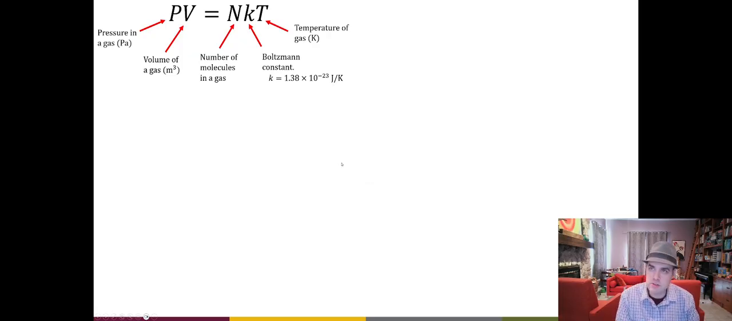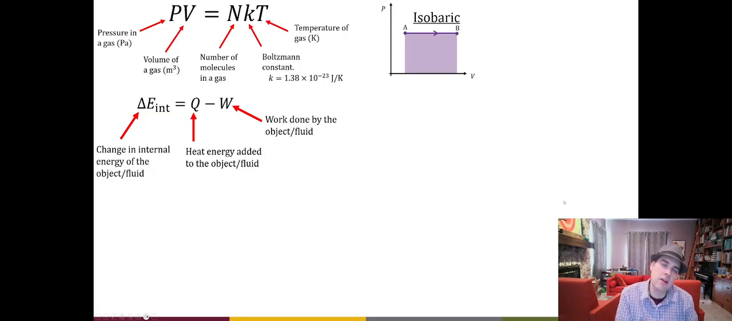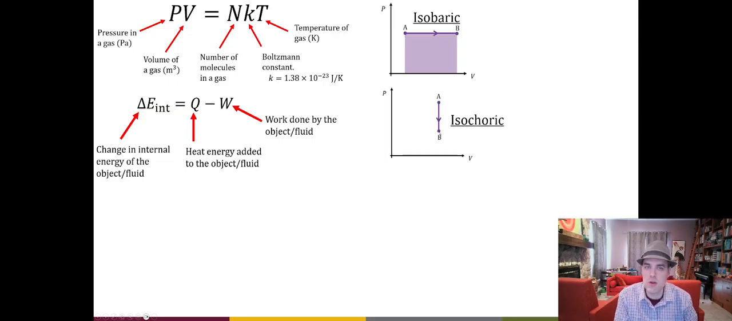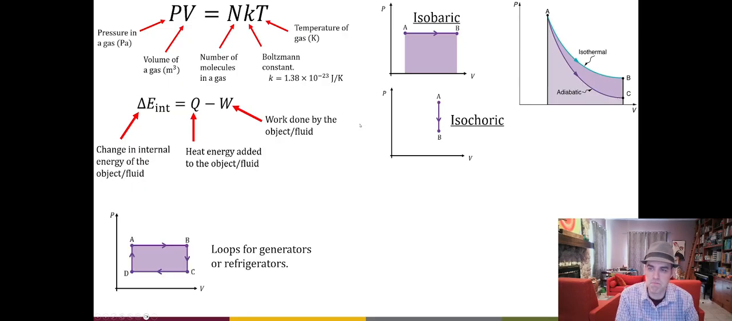All right, here's the review slide. We started with the ideal gas law, P equals NkT. We transitioned to the first law of thermodynamics: the change in internal energy is equal to Q minus the work done by the fluid or object. A bunch of different sciencey terms. Isobaric is when the pressure is constant. Isochoric is when the volume is constant. Isothermal is when the temperature is the same, but heat energy is added or removed. And adiabatic is when no heat energy is added or removed, but the temperature will change. And we want to have loops for generators or refrigerators.